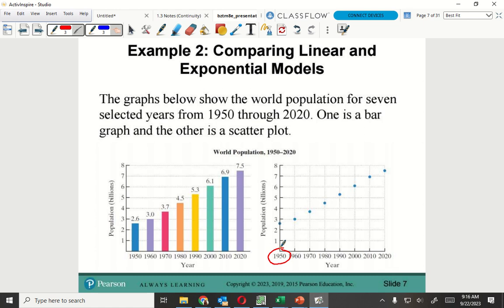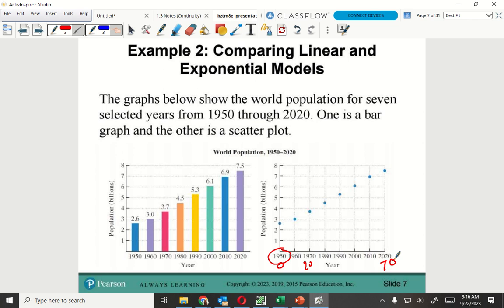So 1950 is going to represent 0. What do you think 1960 is going to be? 10 years. 10. Very good. There's 10 years apart. 1970 is 20 years. 1980 would be 30, and so on, all the way down. So there's going to be 20, 30, 40, 50, 60, 70. So by the time I get to 2020, that is 70 years. So it would be 70 for that number right there.